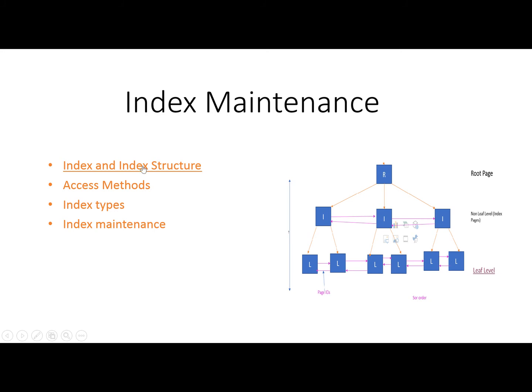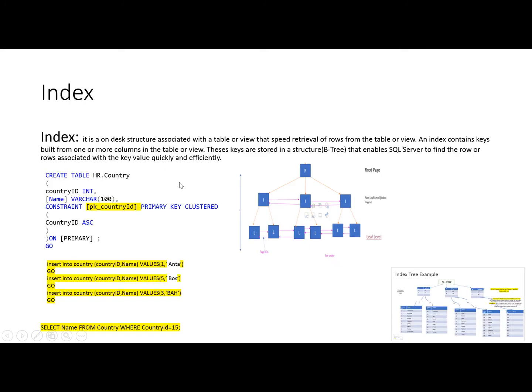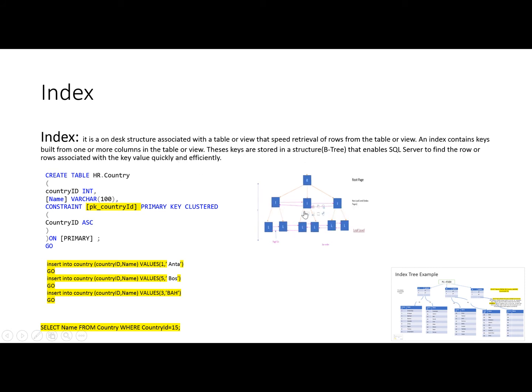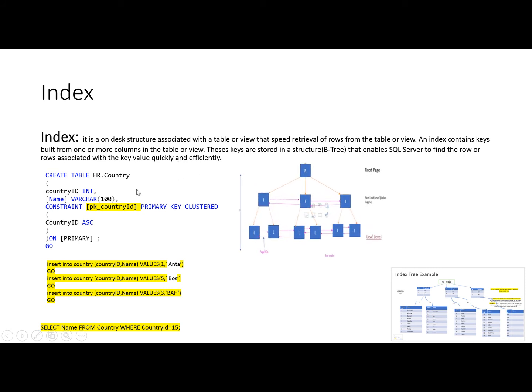And now first, what is an index? As per Microsoft, an index is an on-disk structure which is associated with a table or a view. And this structure makes sure of the speedy retrieval of the rows from this table or view.